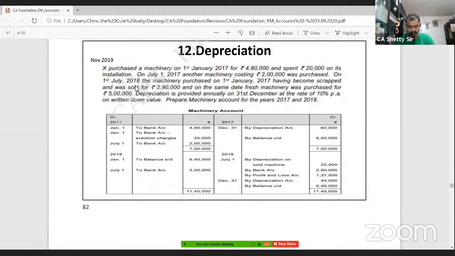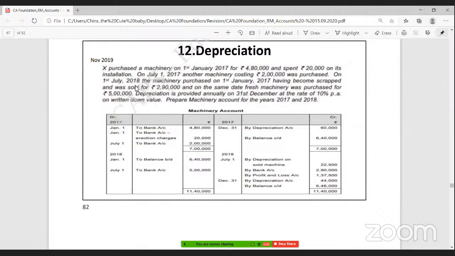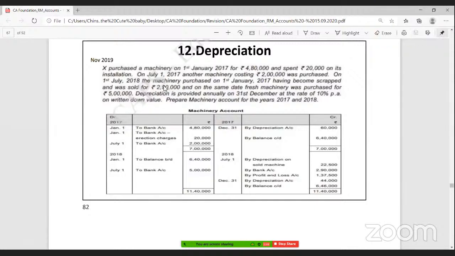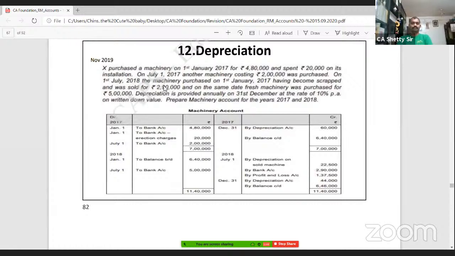Right side. That's it. Therefore, WDV as on 1st July 2018 is 4,50,000 minus 22,500, which is 4,27,500. Less sold at how much? 2,90,000. So the difference is 1,37,500. 1,37,500 is a loss on sale.